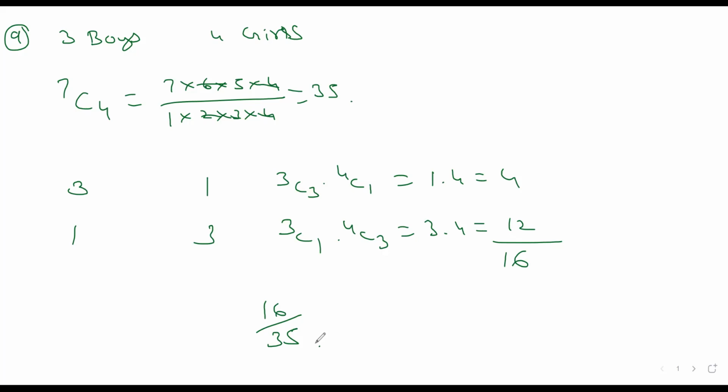अब हम लोग कितने वेज में 3 बॉयज और 1 गर्ल को सिलेक्ट कर सकते हैं? 3 बॉयज में से 3 बॉय को कैसे सिलेक्ट करेंगे? 3C3 में. 4 गर्ल्स में से 1 गर्ल कैसे सिलेक्ट होगी? 4C1 में. 3C3 is 1, 4C1 is 4. This is 4. Then next, 1 बॉय सिलेक्ट होगा 3 बॉय में से और 3 गर्ल सिलेक्ट होंगी 4 गर्ल में से. 3C1 into 4C3, that is 12. Total is 16. Probability क्या होगी? 16 by 35. Okay?